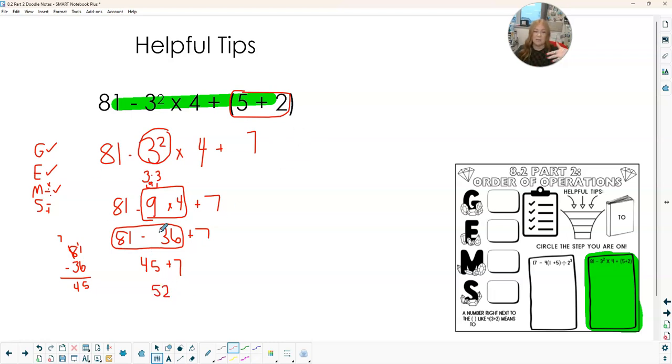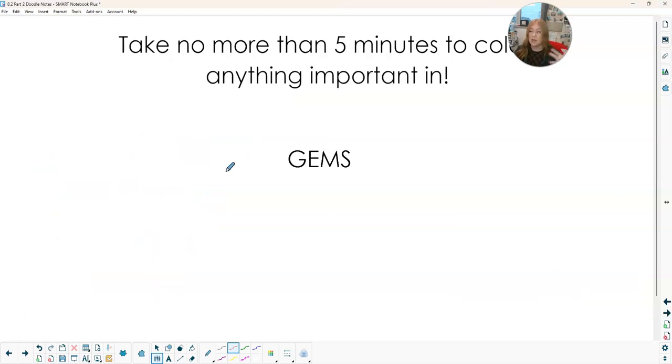So we funneled down, circled our problem, used our checklist, worked left to right. Every time, those are the things we need to be doing to get these correct. And when we have an exponent, we write it out. So finish up coloring those gems to help you connect gems in your mind. And if you like PEMDAS better, that's fine. I'm going to use gems because I just think it breaks down the 4 levels really nicely.